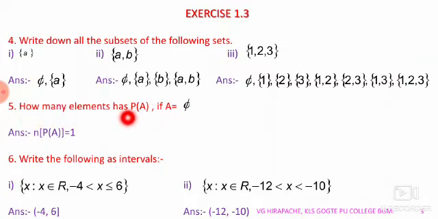How many elements has P of A? P stands for the power set of a set A. How many elements are there in a given set? If I group these, two elements are there in a power set. If I group these, four elements are there in P of A. The set of all the subsets will be called a power set. Therefore, how many elements are there in this power set?